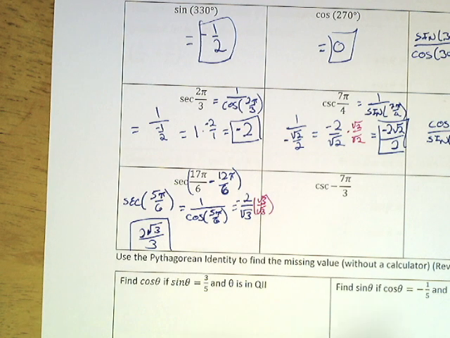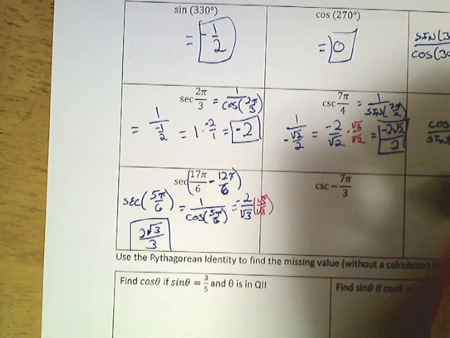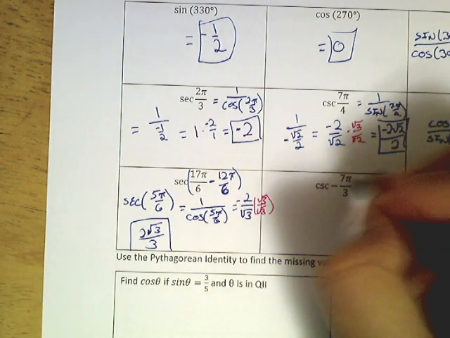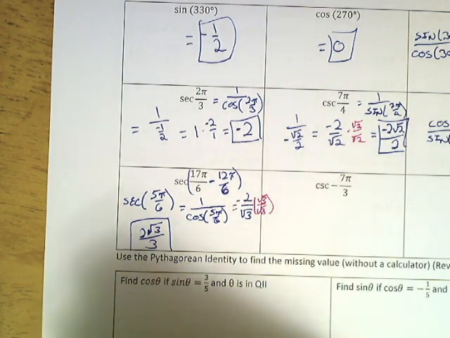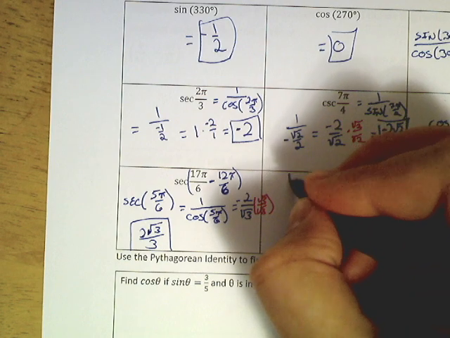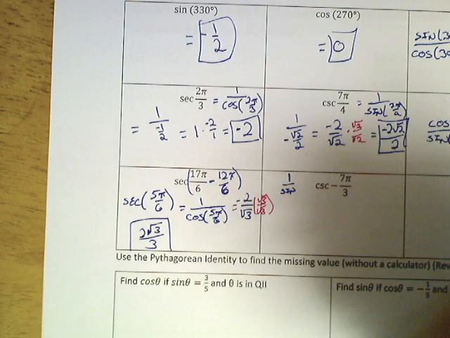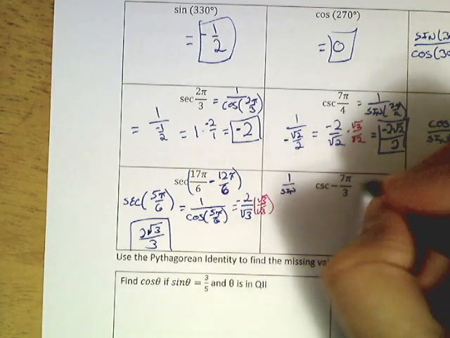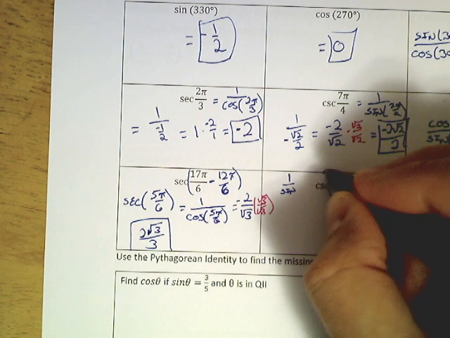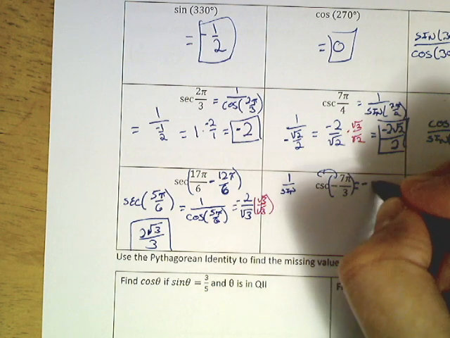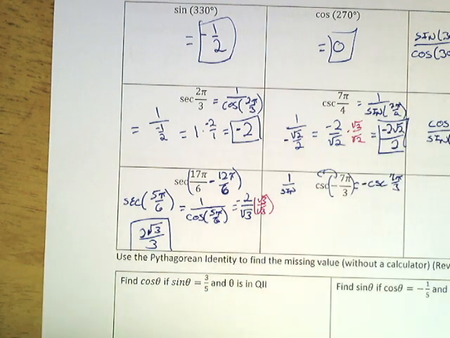This particular cosecant has two issues. One, it's too big, that number is not between 0 and 2 pi, and then also this is negative. So cosecant is 1 over sine, and since sine is an odd function, cosecant is an odd function, so we can use the odd identity to bring that negative out. So this would be negative cosecant of 7 pi over 3.